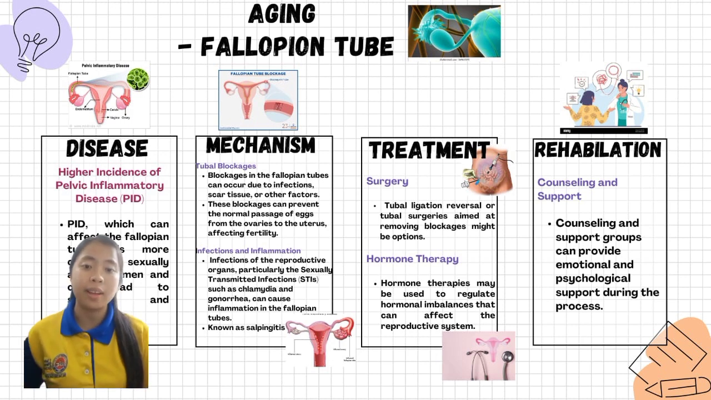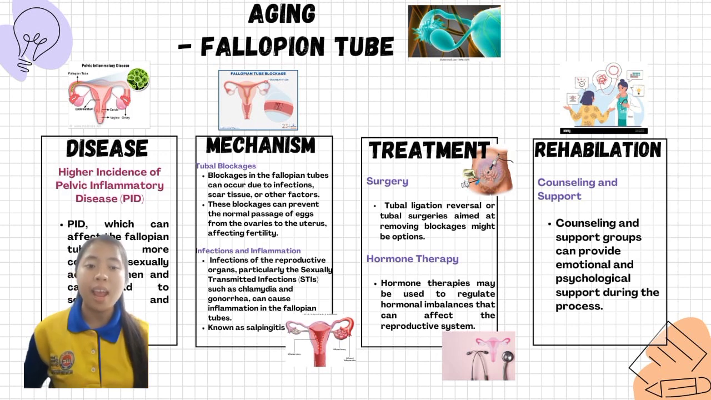Next, the treatments that can help for this PID are surgery and hormone therapy. For the surgery, tubal ligation reversals or tubal surgeries for removing blockages might be options. Hormone therapy may be used to regulate hormonal imbalance that can affect the reproductive system. How about the rehabilitation? The option that can be chosen is counseling and support. Counseling and support groups can provide emotional and psychological support during the process.